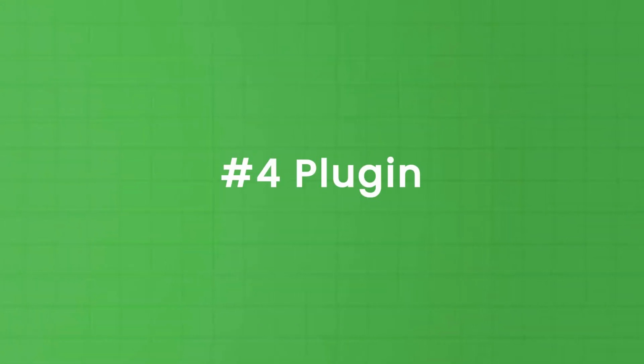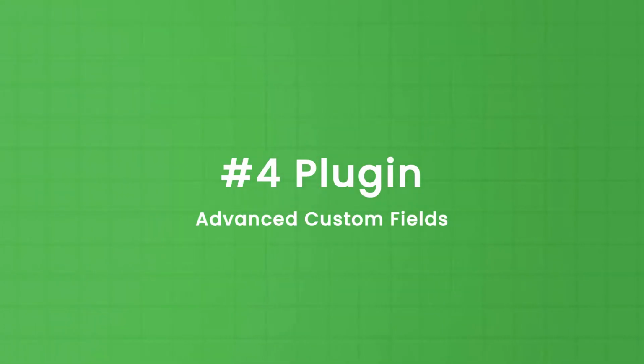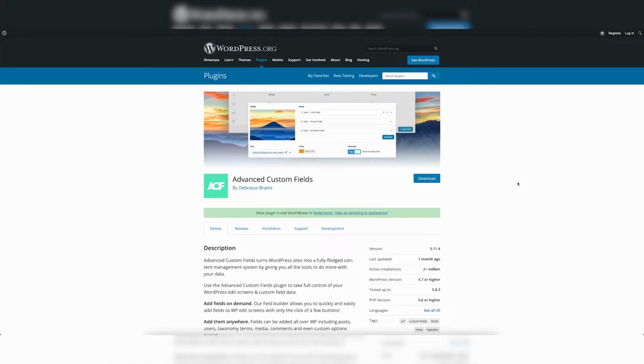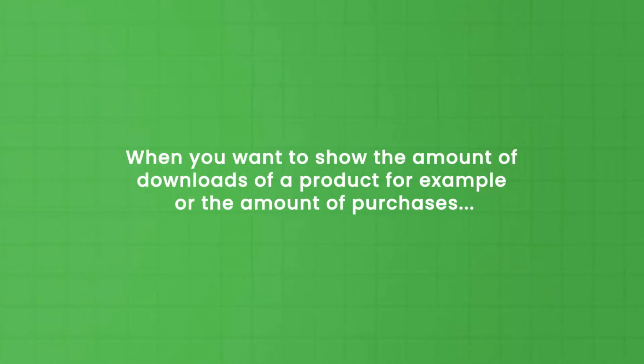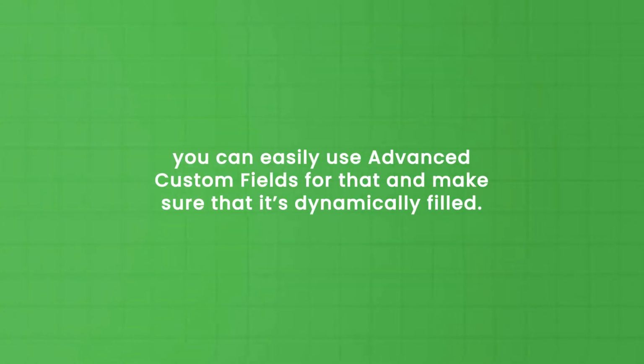The fourth free plugin is the advanced custom fields. And there's a good reason why I think this is a must-have for almost every single WooCommerce or WordPress store, because it gives you the ability to apply custom fields with dynamic values. So for example, when you want to show the amount of downloads of a product, or the amount of purchases, you can easily use advanced custom fields for that and make sure that it's dynamically filled.